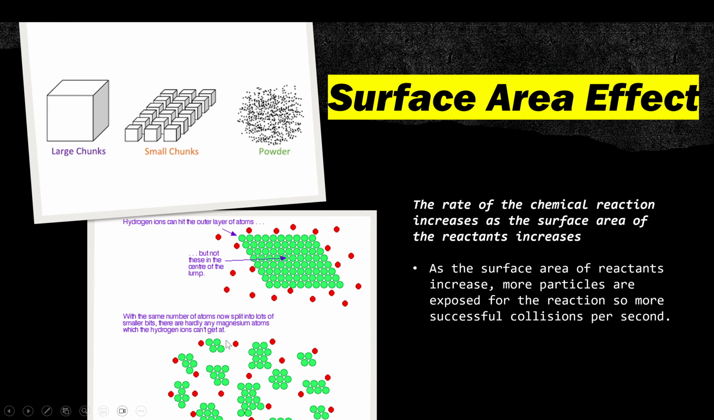Remember we said for a chemical reaction to happen, particles must collide and collide successfully. This will have higher chances when I have larger surface area exposed for the collisions, which is why we say large pieces have small surface area. Powder has the largest surface area, meaning exposed for the reaction. So in summary, increasing surface area increases the rate of the reaction because more particles are exposed, so more successful collisions per second.